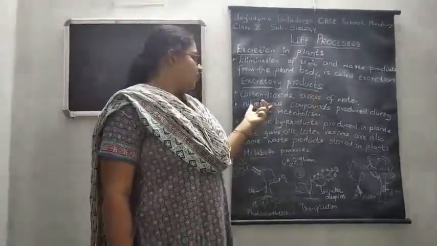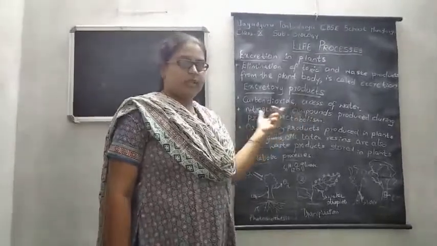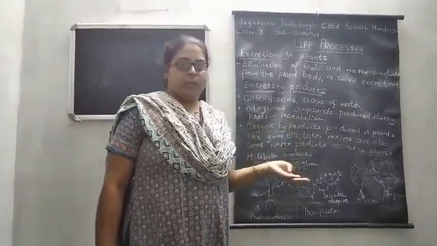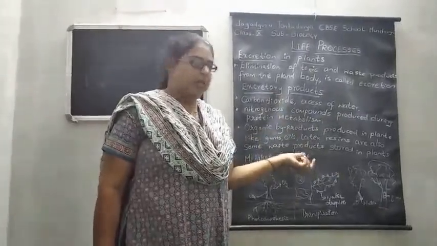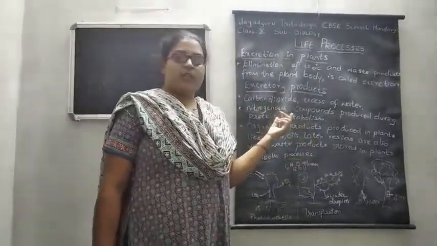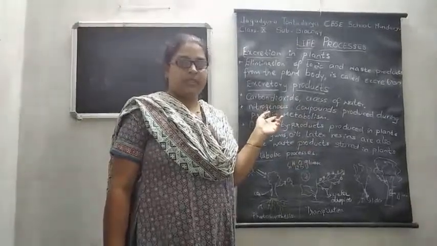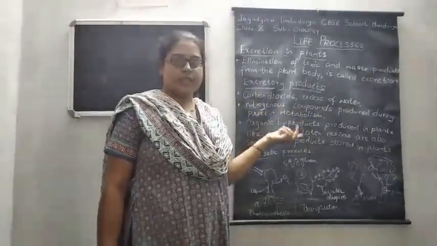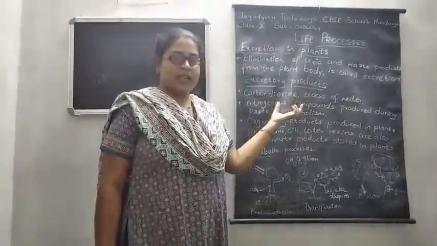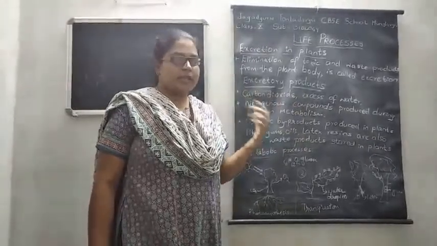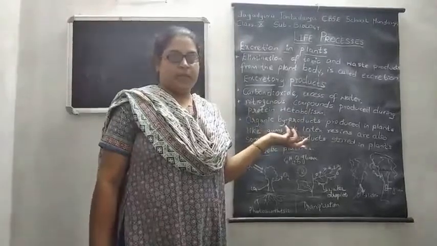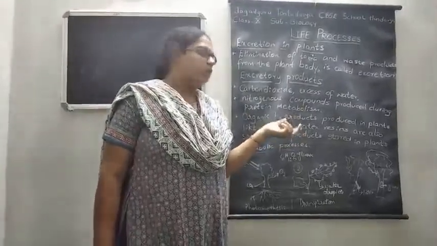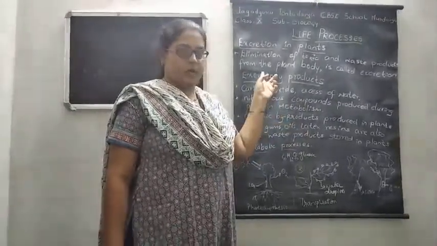And the third one is nitrogenous compounds. Nitrogenous compounds means ammonia, nitrite, nitrate; these are all produced inside the plant body. And how are they produced? During protein metabolism, when the proteins are produced inside the plant, these nitrogenous compounds are produced. But these are not essential for the plant, so they have to be eliminated. So these are also considered excretory products.